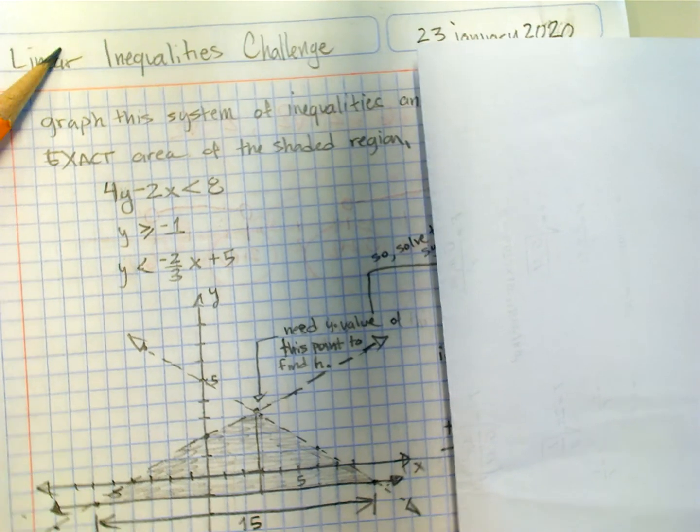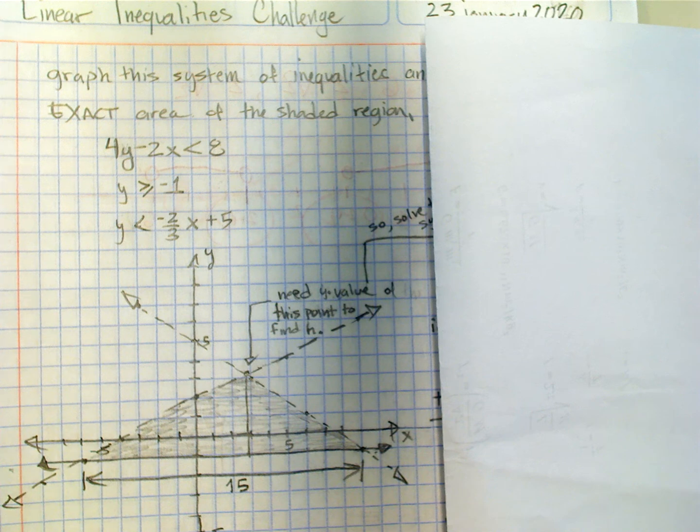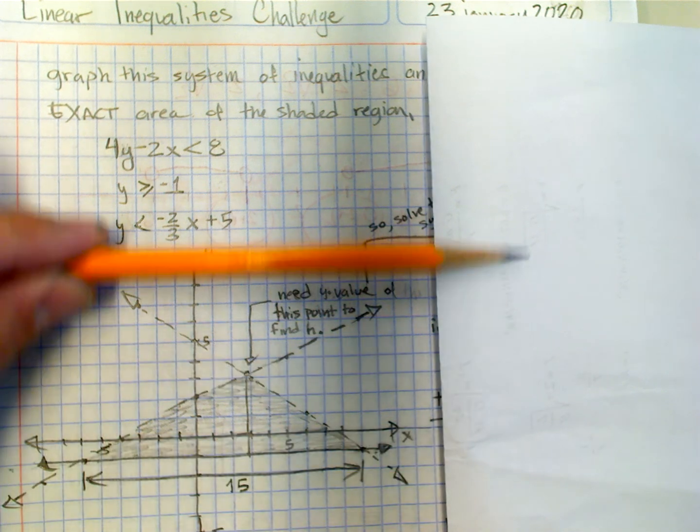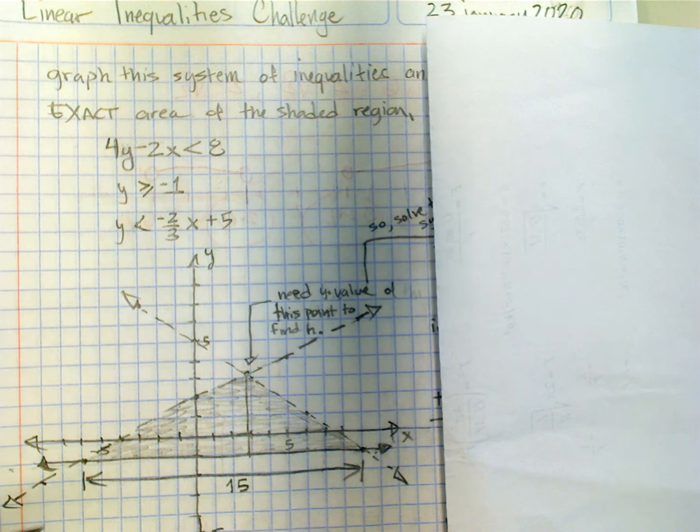So here's my graph, and just to point out a couple of things. Y is greater than or equal to -1. That's easy enough. This is the line y equals -1. I made a solid line because I'm including the points. I waited to do the shading until I graphed all three lines and thought about the region that satisfies all three. That was the first one I graphed because it was the easiest.